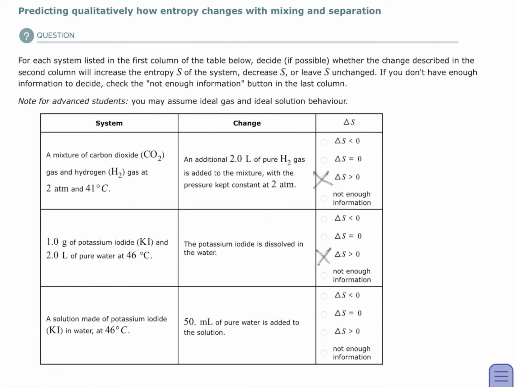In the third example, I've got a solution of potassium iodide already in the water, and I'm adding more water. I'm adding more molecules. If you add more molecules, there's more places for those ions to float. There's more places for them to be. It mixes around in a larger place, so it's more random. And since it's more random, it's more entropy.